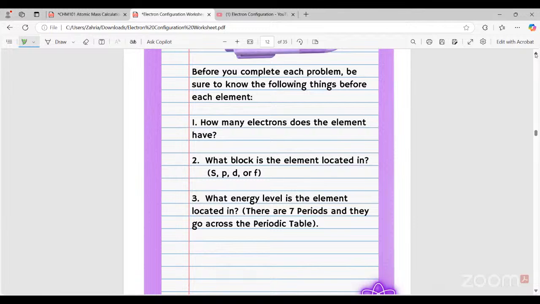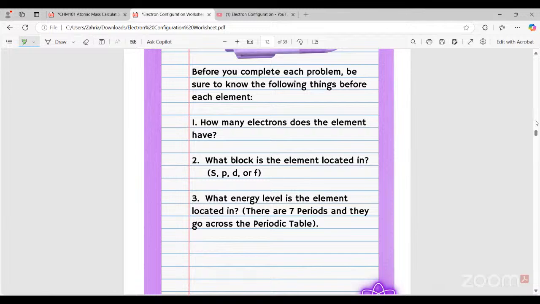All right, good job over there on YouTube. This question says, how many electrons does the element have? So these are the 3 things you need to ask yourself when you're doing electronic configuration. Number 1, how many electrons does the element have? Number 2, what block is the element located in? And question 3, what energy level is the element located in?